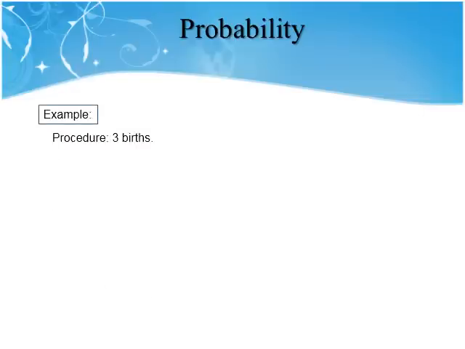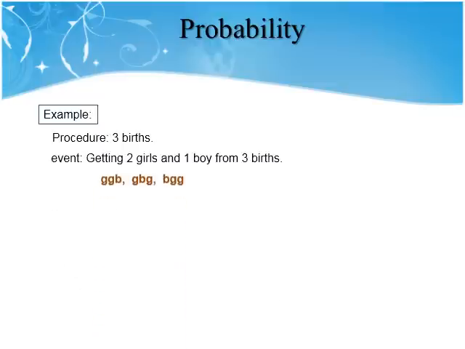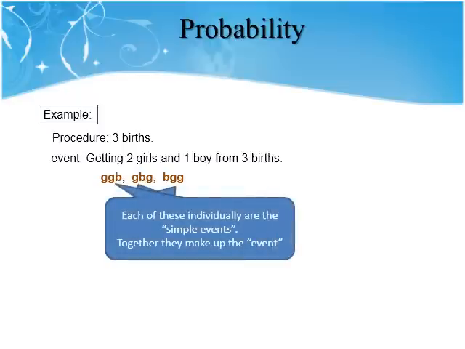Another example, consider 3 births and let an event be getting 2 girls and 1 boy out of those 3 births. There are 3 different ways that this can happen. Either a girl, and then a boy, and then a girl; a boy, and then a girl, and then a girl; or a girl, a girl, and then a boy. Each of those individually are the simple events. Together they make up the event as a whole.